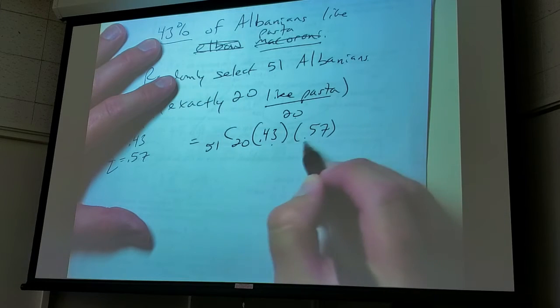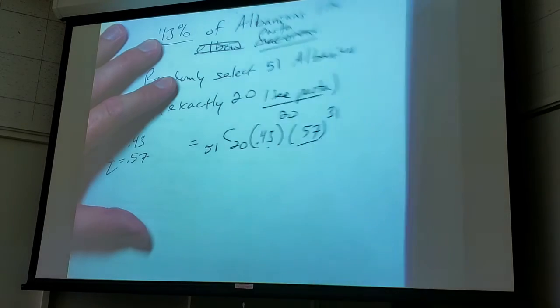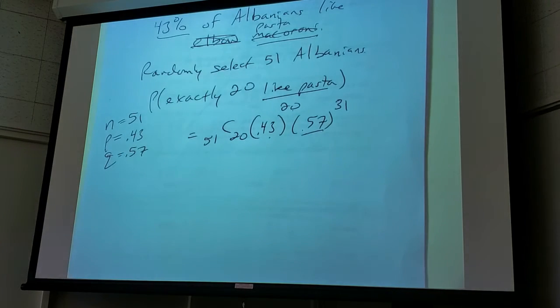And how many failures do I have? 31, the rest. So you guys see that. The exponents have to add up to be the total, because you're taking a group of people and breaking them into two groups, and you're not losing anybody, right? Let's try to throw that in your calculator. Let's see what happens.